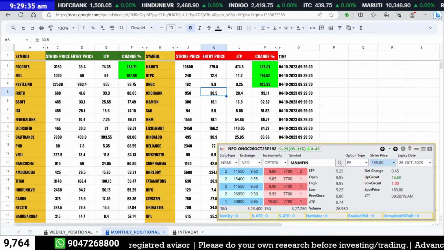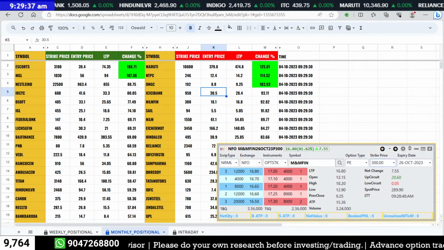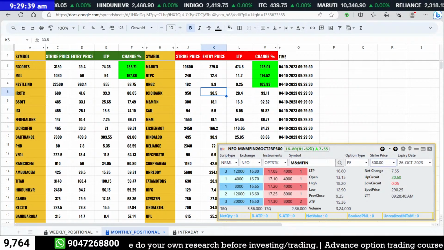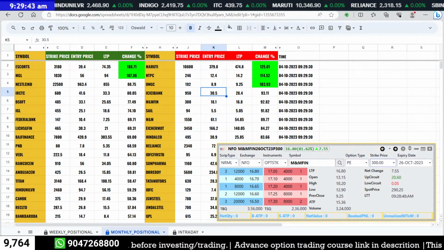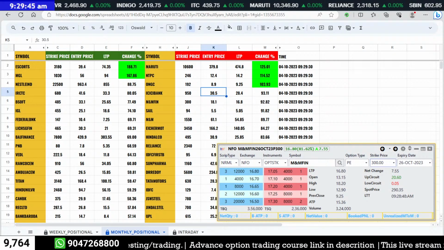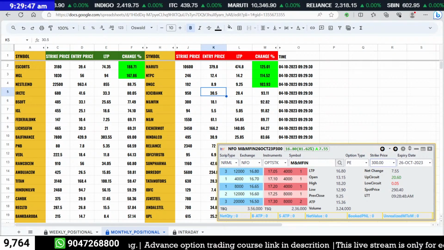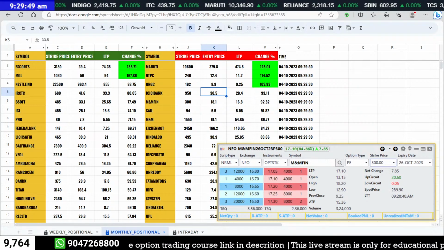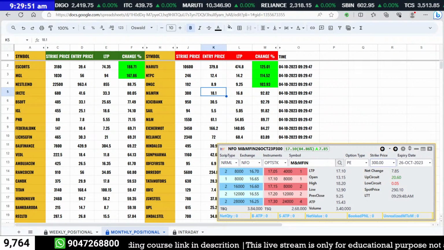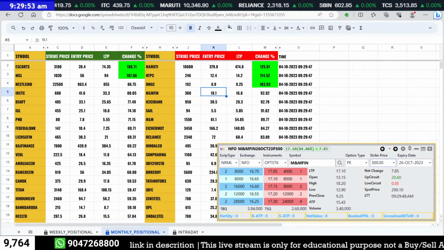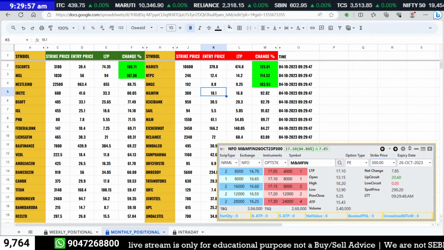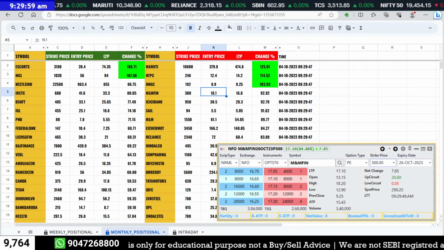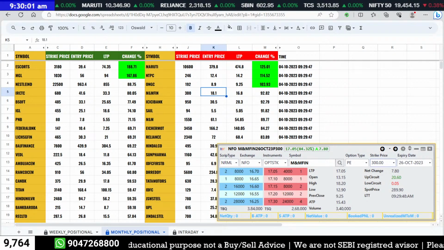What's happening to the M&M Finance put option 300? Currently 17. 18.1 is the breakout entry. So with a 4,000 lot size, the margin is huge for this trade. So Nifty now, after 140 points, is very flat. But ICICI Bank, which is nearing that entry, is always a good liquid one.